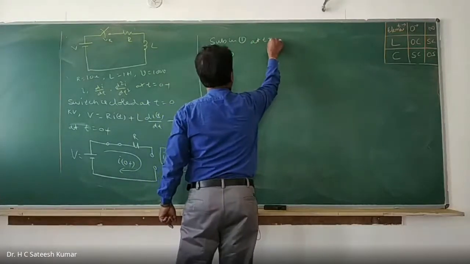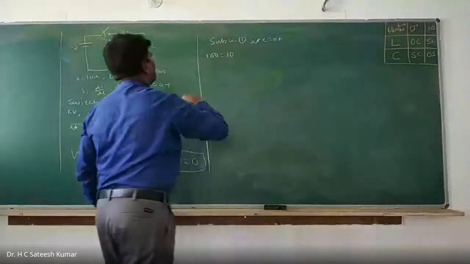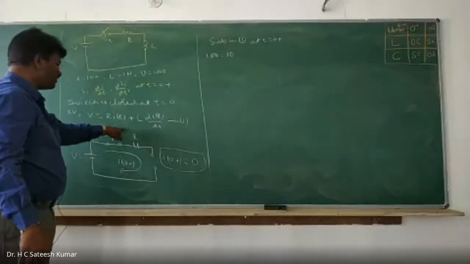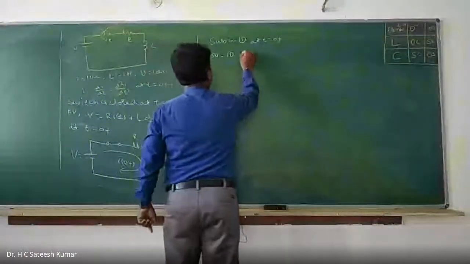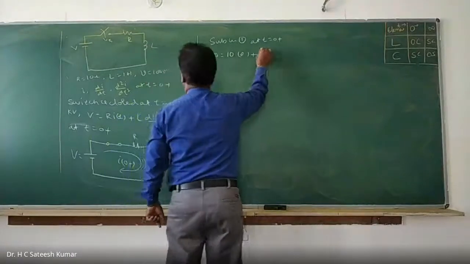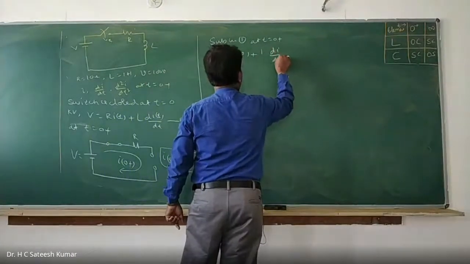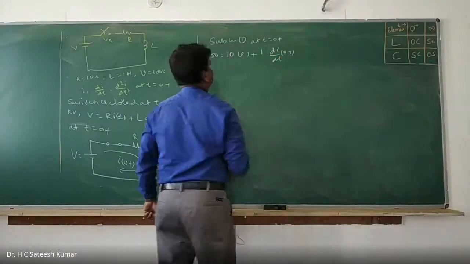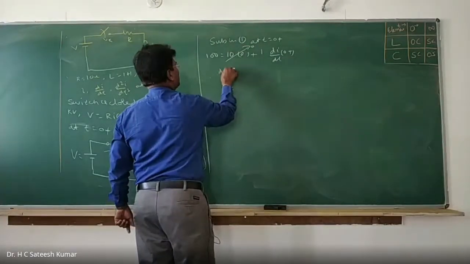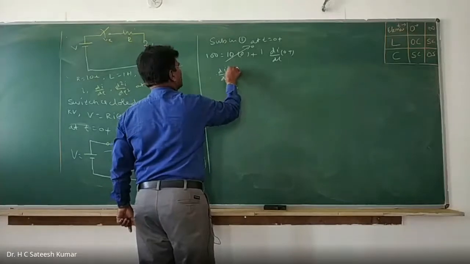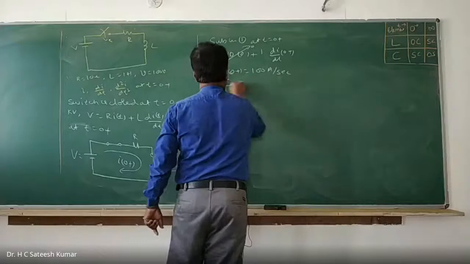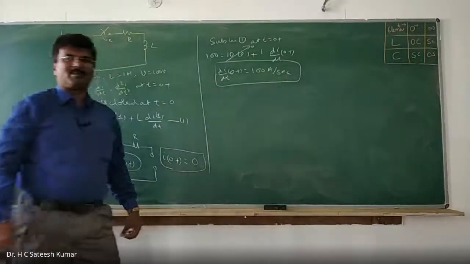At t is equal to 0 plus, substitute in equation 1. What will you get? R into i(0 plus) plus L into di/dt at 0 plus. i(0 plus) is what? It is 0. L is 1 Henry, so 1 into di/dt at 0 plus. Therefore, this is 0, 0 into 10. Therefore, di/dt at 0 plus is equal to 100 amps per second. This will fetch you 3 more marks. So 6 marks or 7 marks, you will get it.